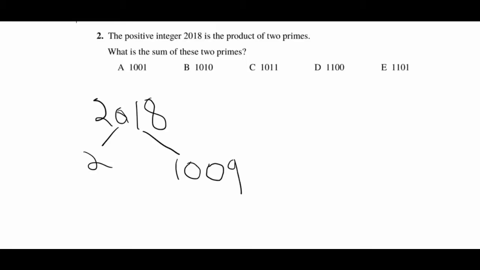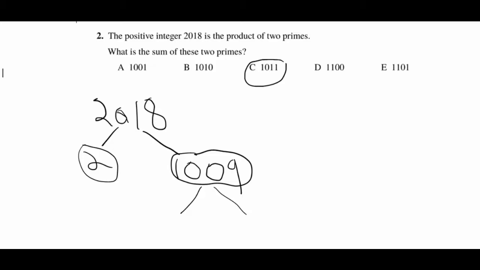1009. Okay, so clearly 2 is a prime, and 1009 must be a prime also, because if it wasn't a prime, we could then split it down further, and then 2018 would be the product of more than 2 primes. And so this means that 1009 is the other prime, and so this sum is 1011, which is C.